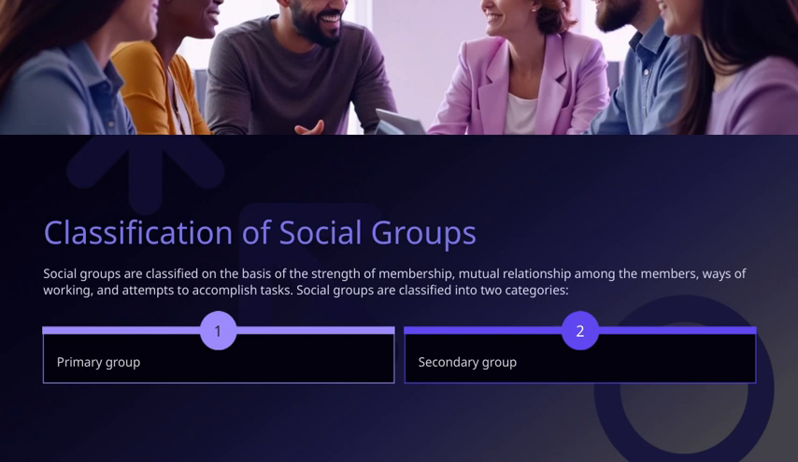Primary groups are characterized by close, personal, and emotional relationships. Think of family and close friends. These are the groups where we share deep bonds and face-to-face interactions. On the other hand, secondary groups tend to be more formal and impersonal, often centered around specific tasks or objectives.